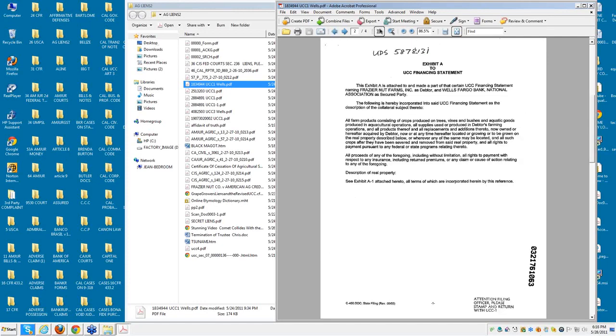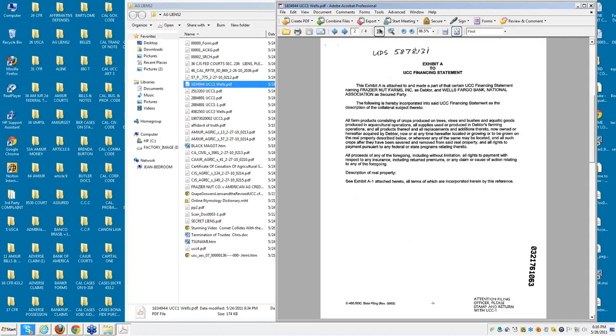Now this is, so you put this down, if you're going to do it, this is an attachment to the UCC1. This is a blank sheet of paper. You notice that they stamp down there on the bottom, it says, "Attention, filing officer, please stamp and return with UCC1." So when you do your financing statement, you attach this to your financing statement. And there they give you the wording.